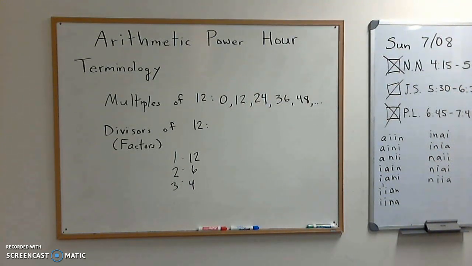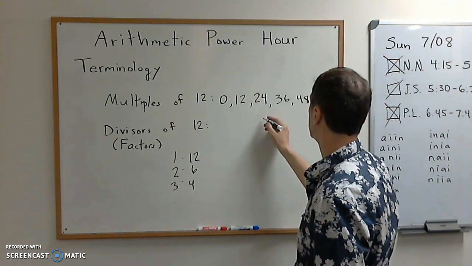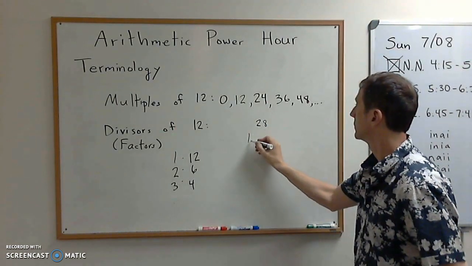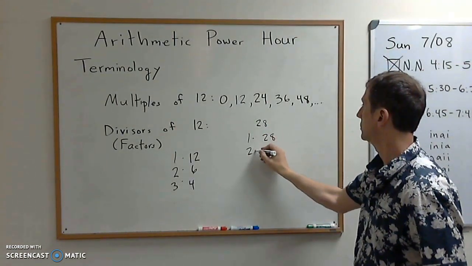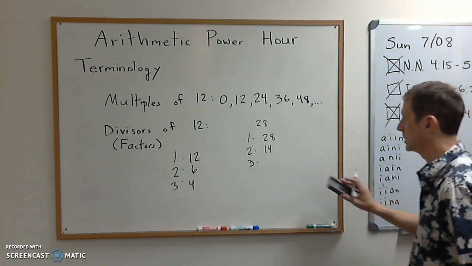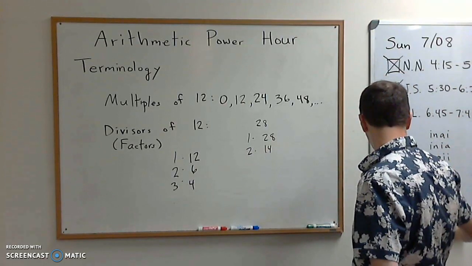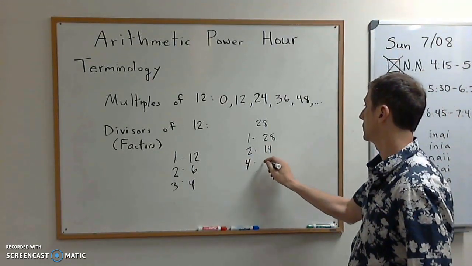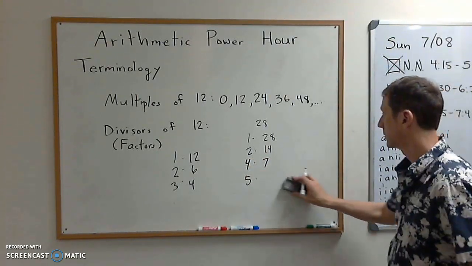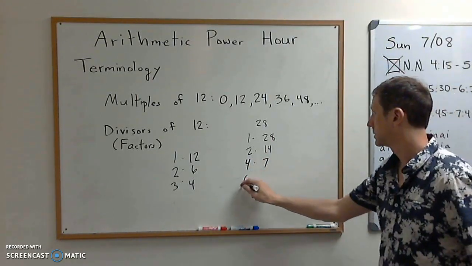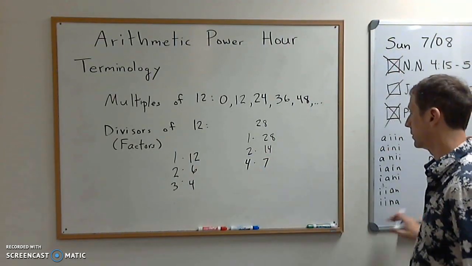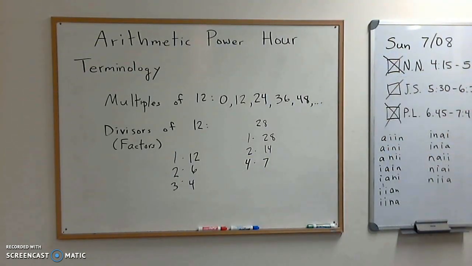Let's try this again for the number 28. So 1 times 28. 2 times 14. 3 times, in this case, 3 doesn't go into 28 evenly, so we skip it and go to 4. 4 times 7. 5 times, nope. 6 times, nope. 7 times, we already have the 7. When we start to repeat ourselves, we're done.